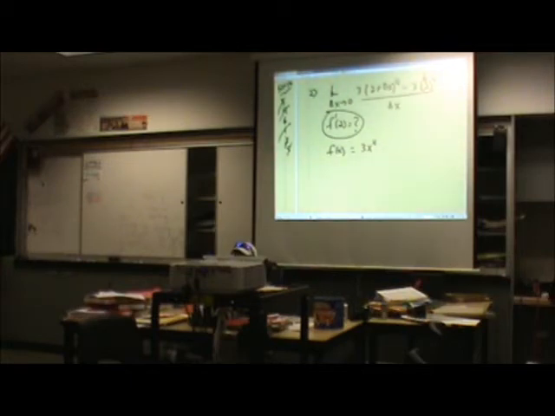Since f of x is 3x to the 4th, f prime of x would be 12x to the 3rd. That means f prime of 2 is going to be 12 times 2 to the 3rd, which is 12 times 8. So the a is just a number there. That's a specific derivative for a specific value. So that is 96.